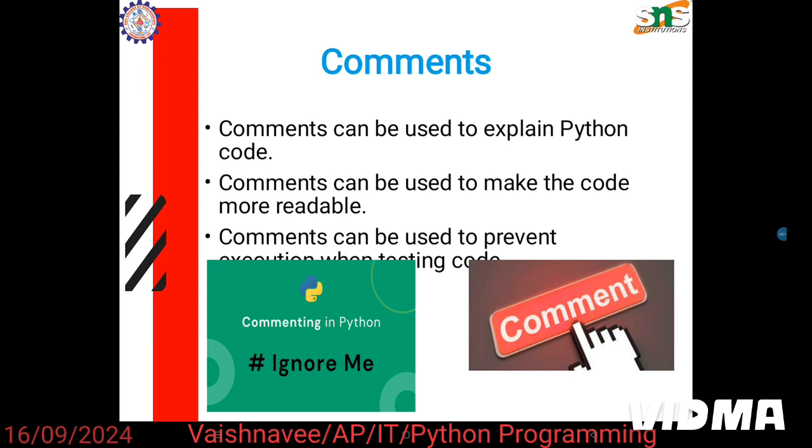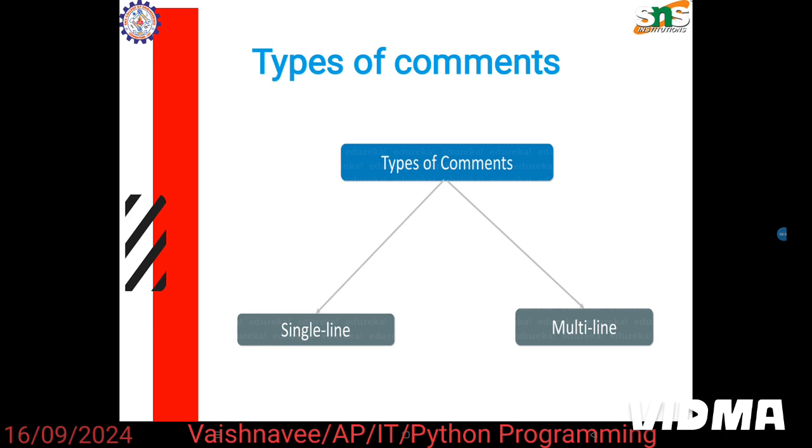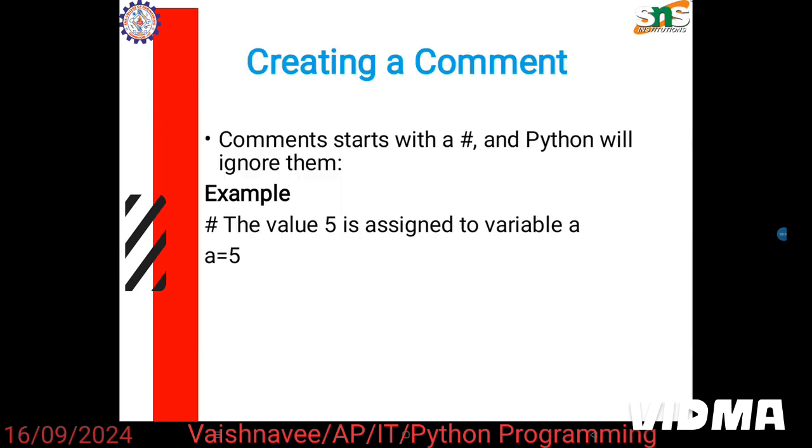So, comments. Comments can be used to explain Python code, and comments can be used to make the code more readable. Comments are just for understanding; they are not executable. There are types of comments: single line comment and multi-line comment. How to use comments in Python? Comments usually start with the hash symbol, and Python will ignore them. Whenever the interpreter reads the hash, it will ignore the rest.